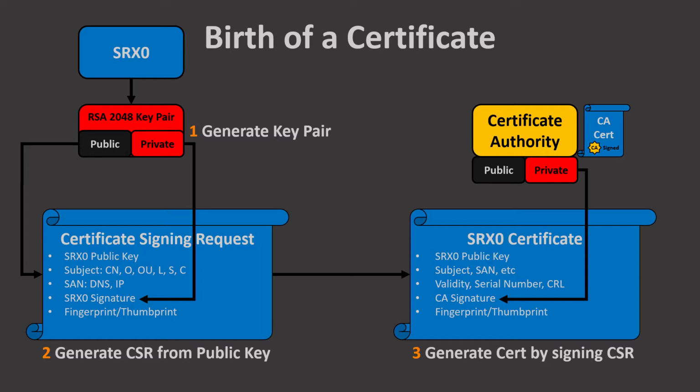Other optional distinguished names that go in the subject are the organization, the organizational unit, the locality, which is normally used for city, the state, and the country. There are more, but those are the main ones.